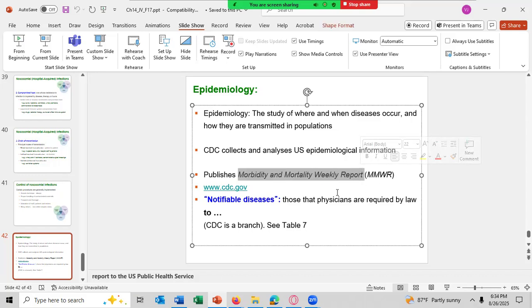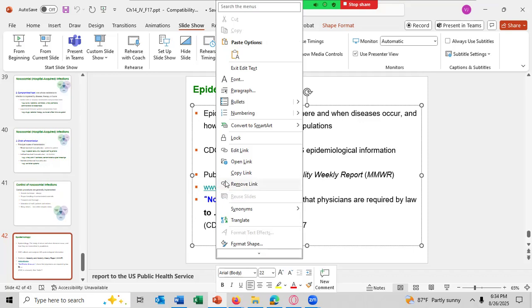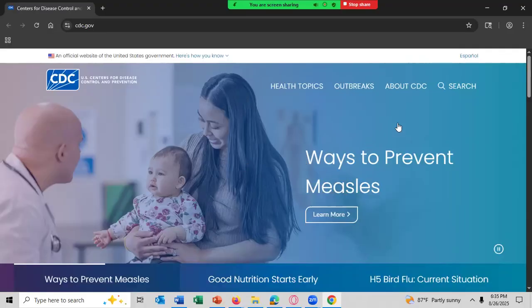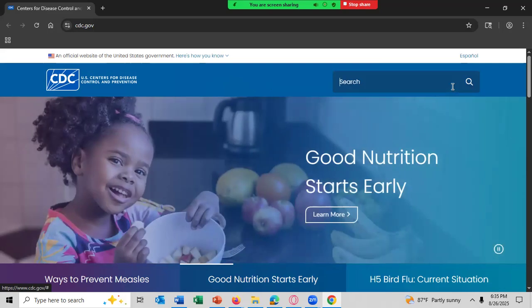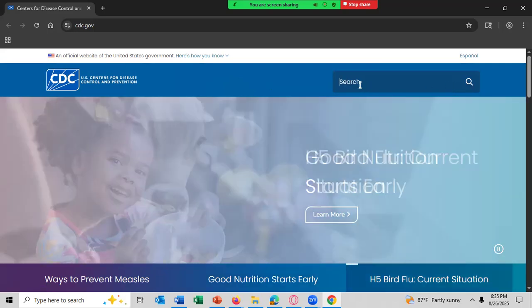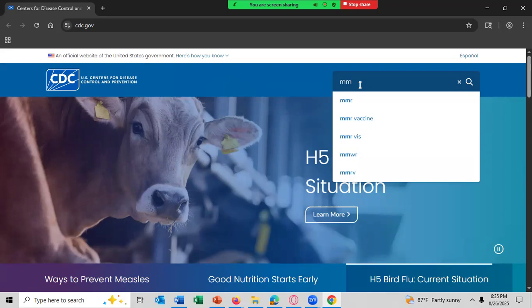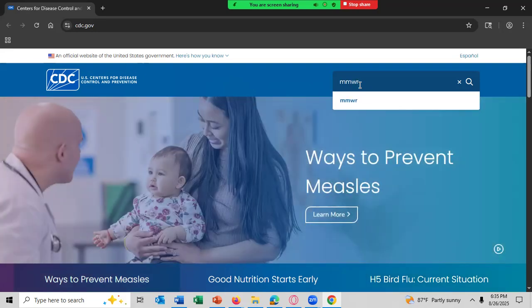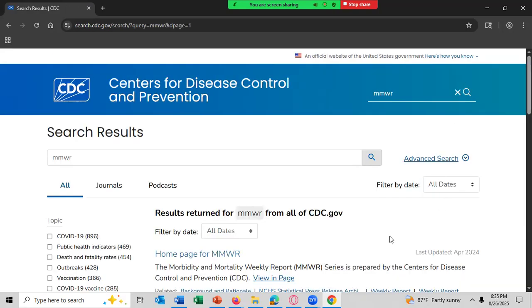You can find that at the Centers for Disease Control at www.cdc.gov. And let's see if I can even find it. It used to be easy to find. It's harder to find now. So we'll do a search. Here we go. And there it is. Homepage for the MMWR, Morbidity and Mortality Weekly Report.